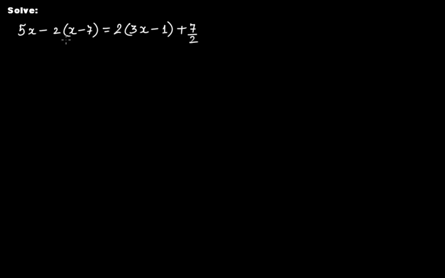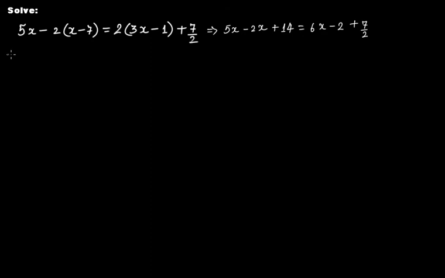This is 5x minus 2 times (x minus 7) is equal to 2 times (3x minus 1) plus 7 by 2. Okay, now let's solve this. This is 5x. If you open the bracket, this is minus 2x. Minus 2 multiplied with minus 7, or simply think that you have 2 multiplied by 7, you will get 14. But minus is outside the bracket, inside is minus, so that becomes plus. So plus 14 is equal to 6x minus 2 plus 7 by 2.